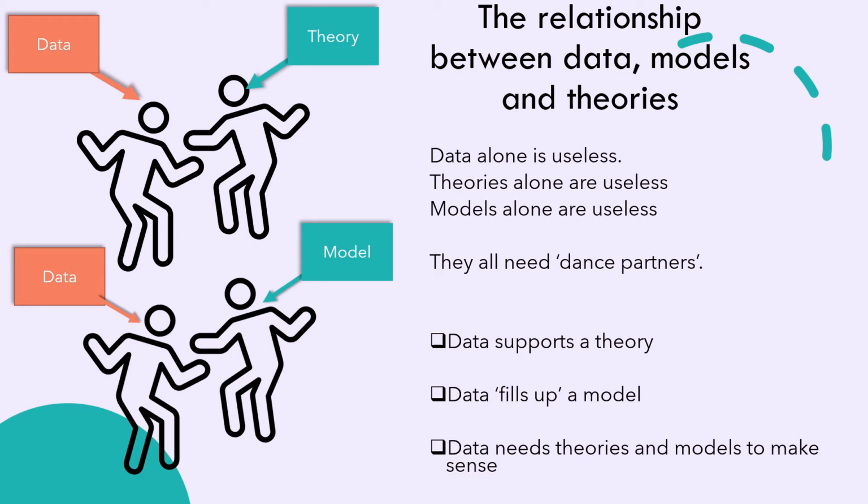And in tandem, data needs theories and models to make sense. Data alone is just a collection of numbers. It's just a collection of facts. It's very descriptive. We need theories and models to help us make sense of what's going on, to help us make sense of what's happening.